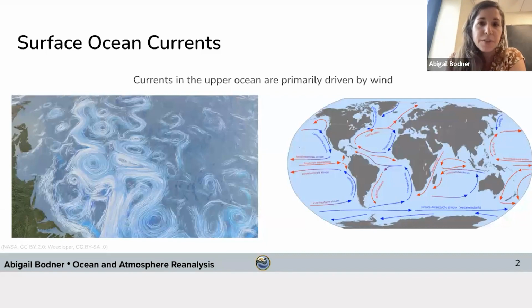As discussed in the previous tutorial and also in yesterday's tutorials, the ocean surface and the currents of the ocean surface are primarily driven by winds. In fact, this helps us explain a lot of the large-scale ocean circulation patterns as a result of the wind-driven and atmospheric circulation patterns.